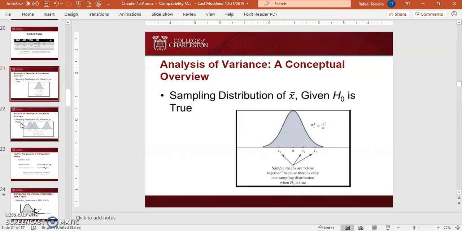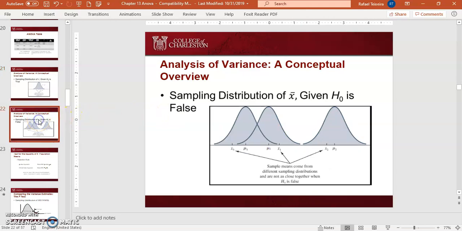Just to finish this more conceptual part, this is the conceptual overview of the sampling distribution of the sample mean, assuming that the null hypothesis is true. The null hypothesis is that the groups have the same mean. So this is what it would look like if we have three groups and their means are not too different. It seems that they're coming from the same distribution, so they don't differ. What is different is because there is some variability in the sample, and there's some natural error associated with that.